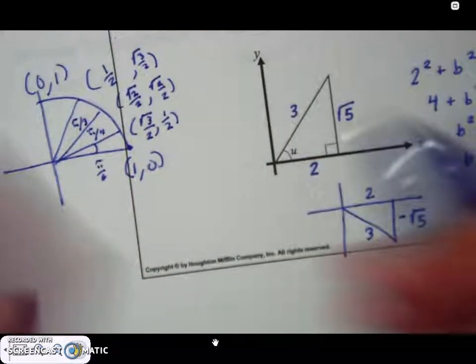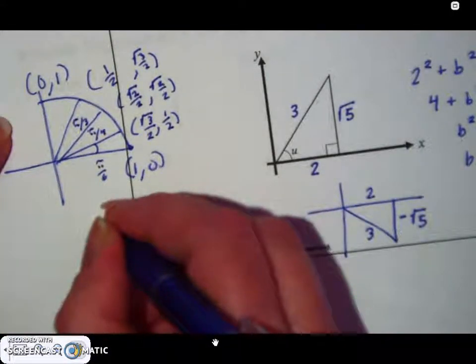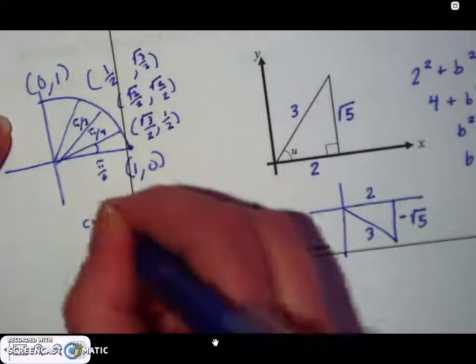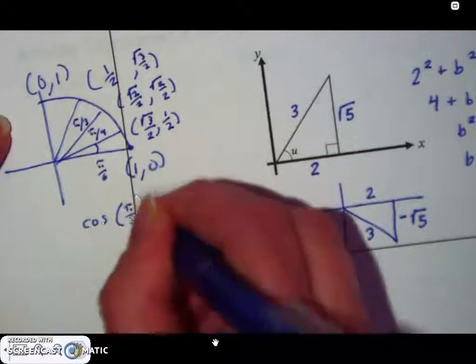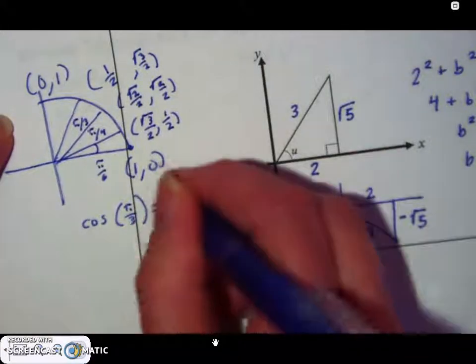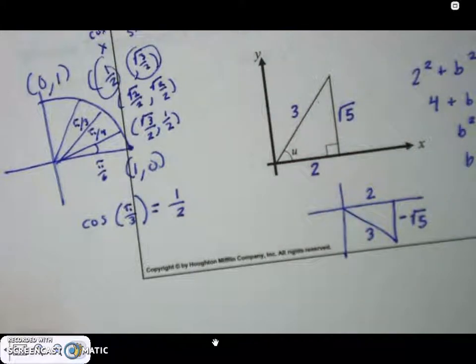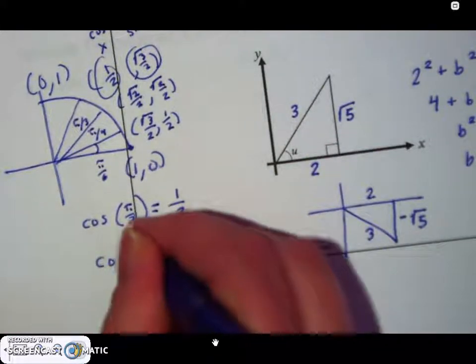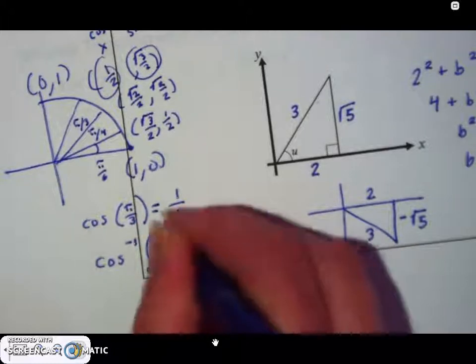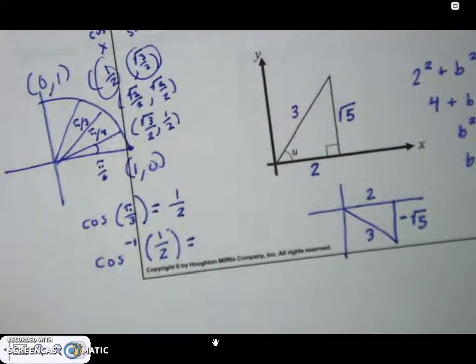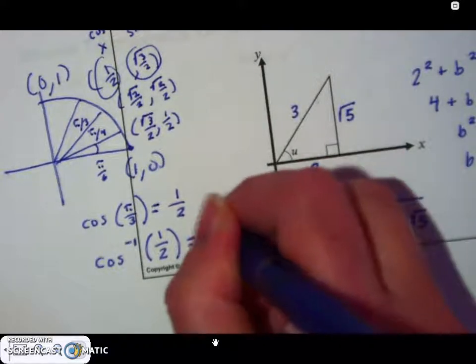Okay. So if I ask you something like, what is the cosine of pi over 3? What would you say? 1/2. Okay, because the x values are giving you the cosine and the y values are giving you the sine. But if I ask you cosine inverse of 1/2, I'm asking you what angle has a cosine of 1/2. So what angle has a cosine of 1/2? Yes, but give it in radians. So pi over 3.